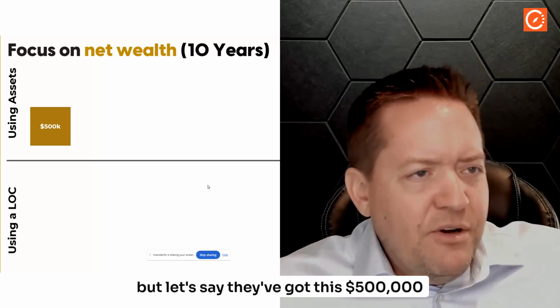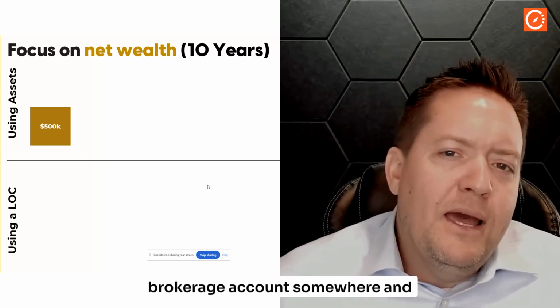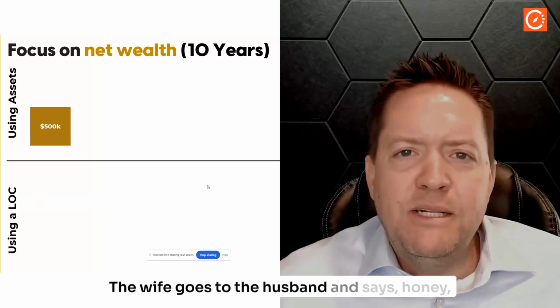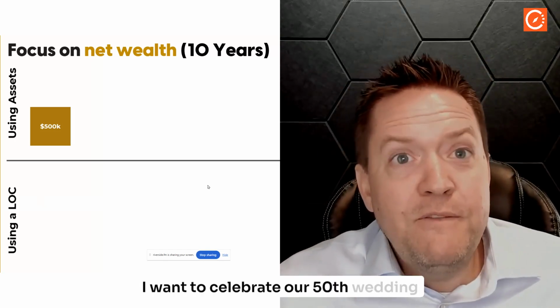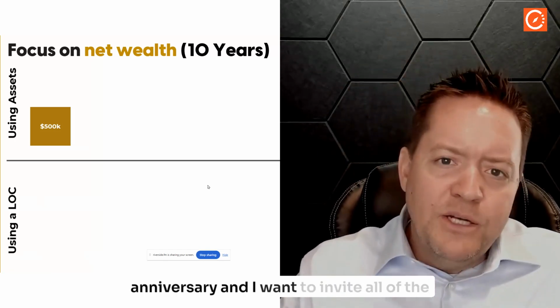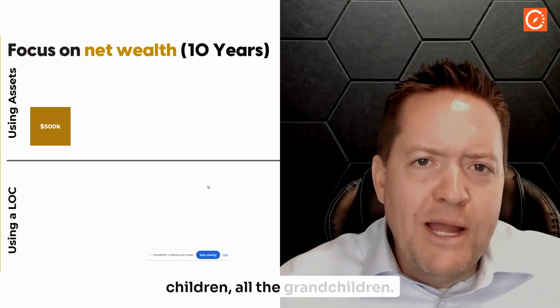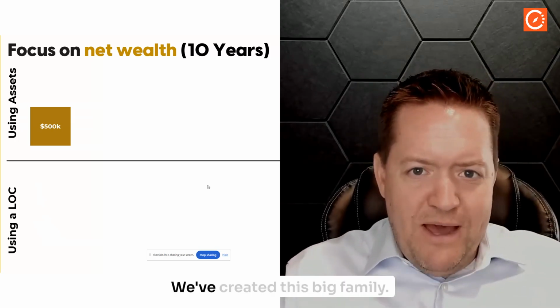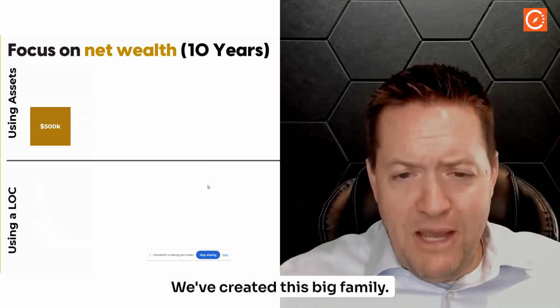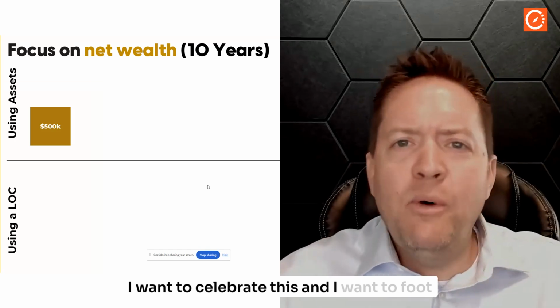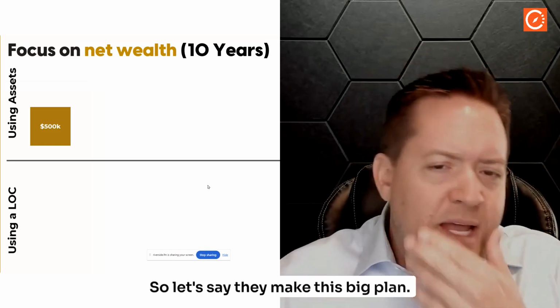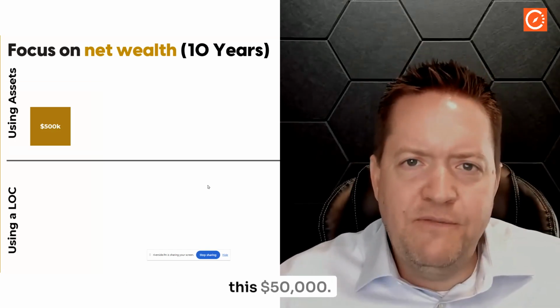But let's say they've got this $500,000 brokerage account somewhere, and the wife goes to the husband and says, "Honey, I want to celebrate our 50th wedding anniversary, and I want to invite all of the children, all the grandchildren. This is important. We've created this big family. I want to celebrate this, and I want to foot the bill." So let's say they make this big plan. They've got plane tickets, and they budget for this $50,000.